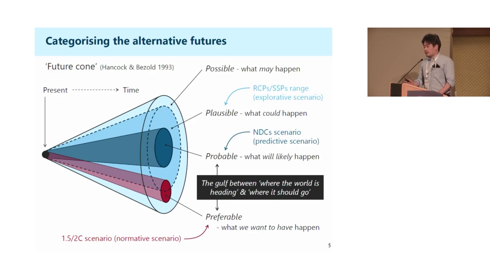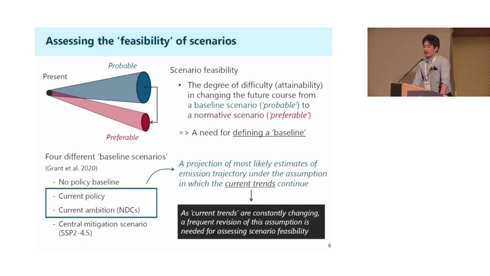So I think what we need to do first, in assessing the feasibility of scenarios, is to see feasibility as a degree of difficulty or attainability in changing the course of the future from the baseline scenario, which is the probable future, to the normative scenario, the preferable future. And an important question is, of course, how to define the baseline. It is also very contested, I would say.